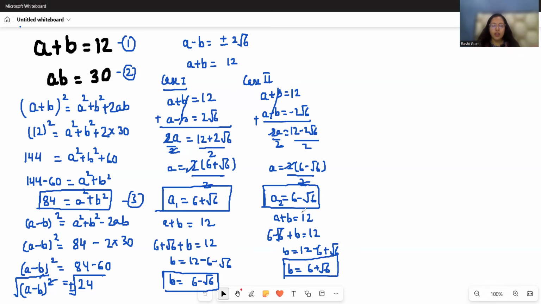So what is the value of a and b? If a is 6 plus root 6, then b is 6 minus root 6. And if a is 6 minus root 6, then b is 6 plus root 6.